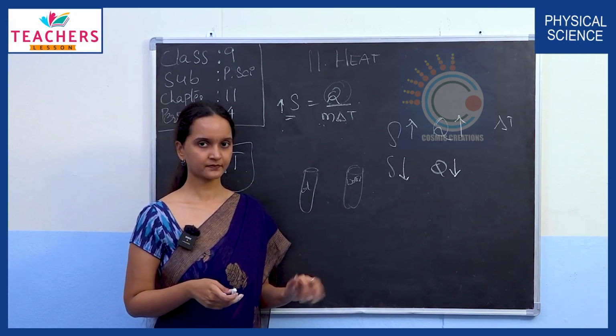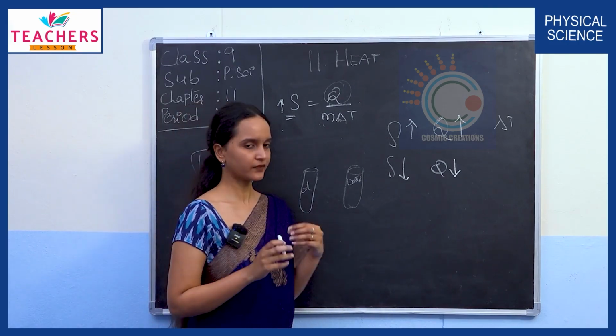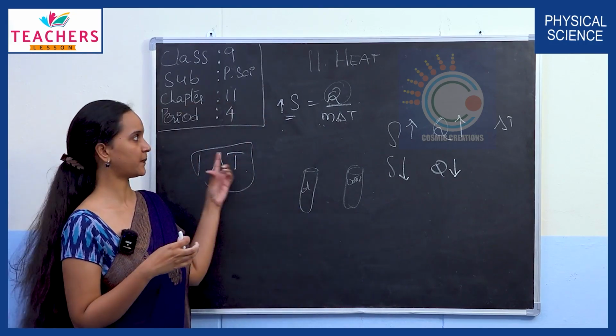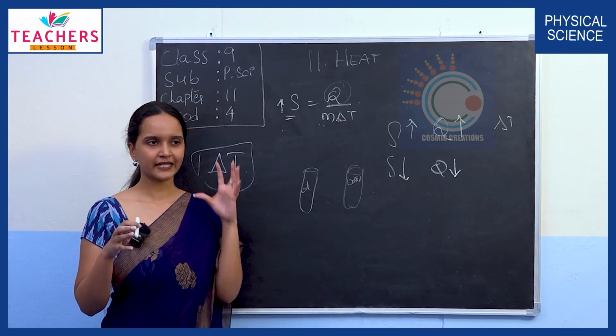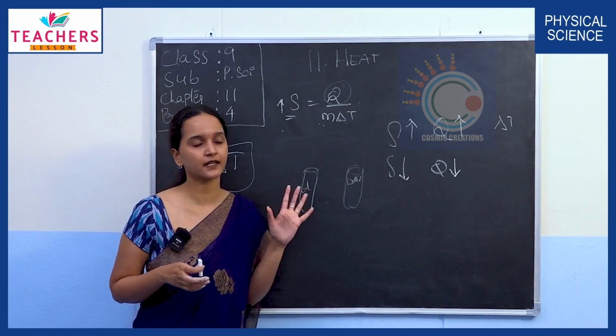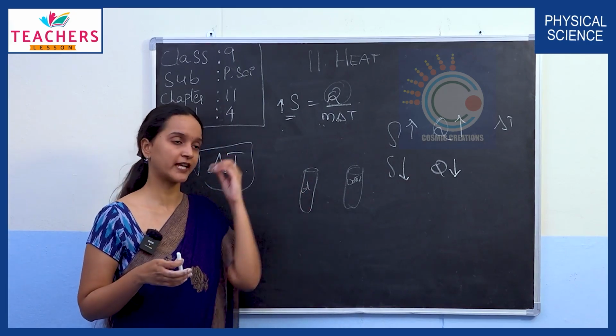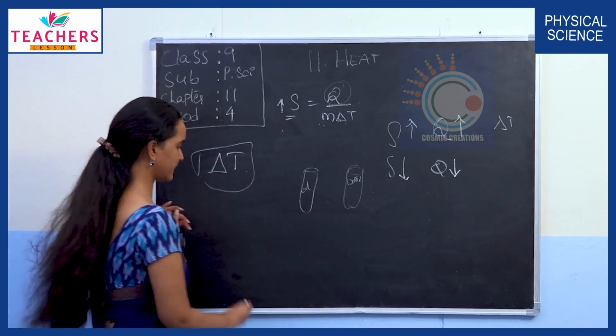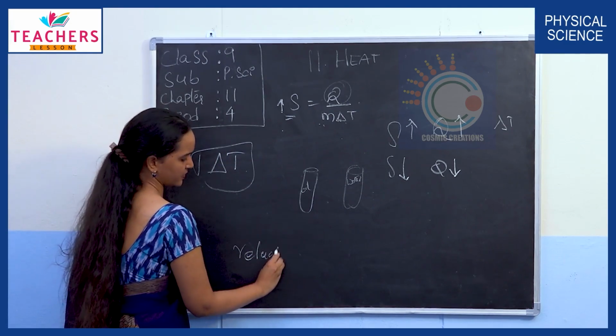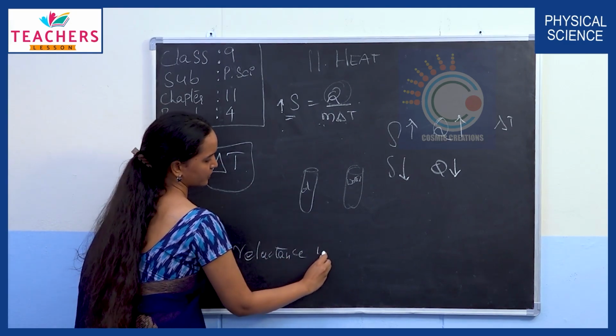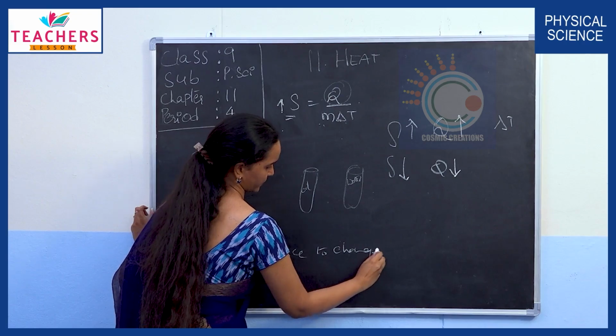Get it? Understand? So in a way, the specific heat capacity gives us an idea of how reluctant a substance is to change its temperature. Right? It gives us an idea of reluctance to change temperature.